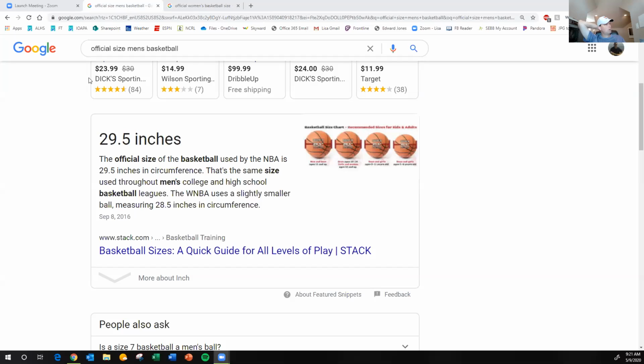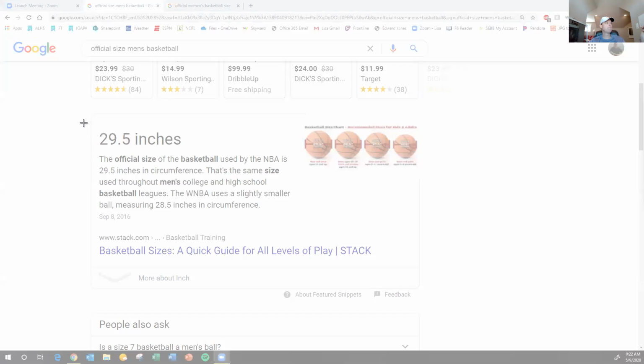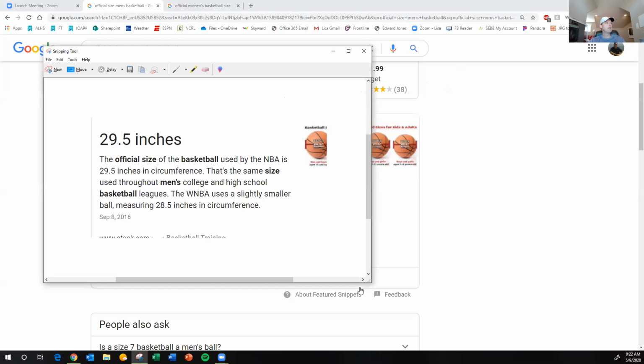To give you a little more context on that, let me show you this. The official men's size basketball for college, high school, pros, you name it, is 29.5 inches. What's important to note here, I will highlight this momentarily, is that it's 29.5 inches in circumference. So that's around that equator, that distance around that circle.